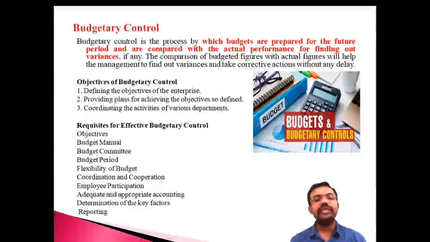Another is determination of the key factors. You must determine the key factors for budgetary control. And the last one is reporting. Timely reporting is essential. You must report the deviations and variances to the management. So reporting is a very essential element of budgetary control. These are the requisites: objective, budget manual, budget committee, budget period, flexibility, coordination, cooperation, adequate and appropriate accounting techniques, determination of the key factors, and reporting. These are the important requisites for good budgetary control.